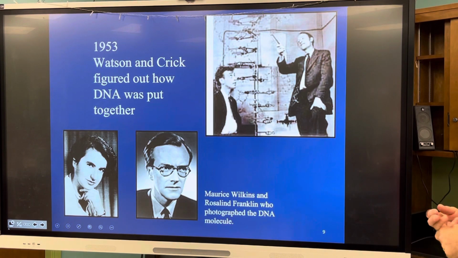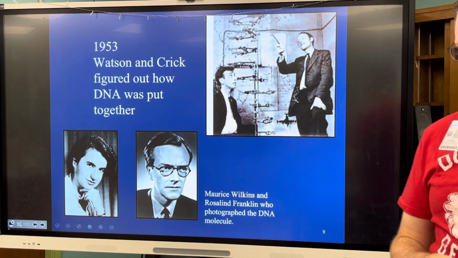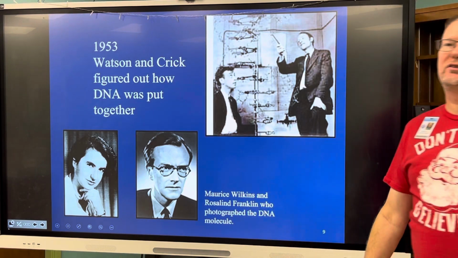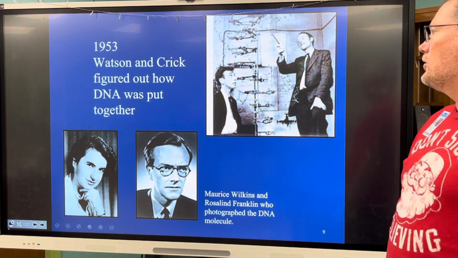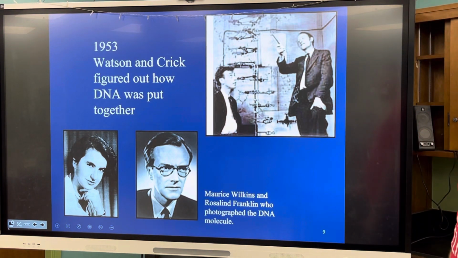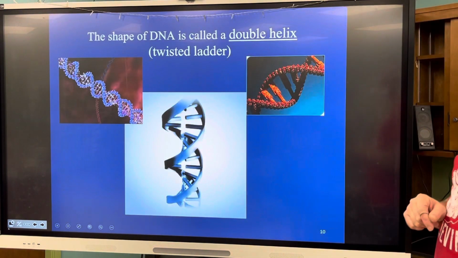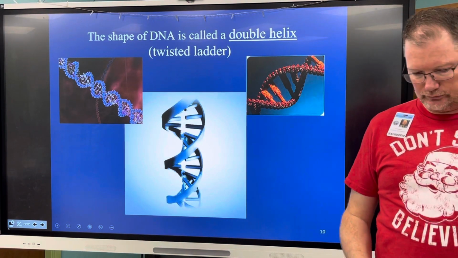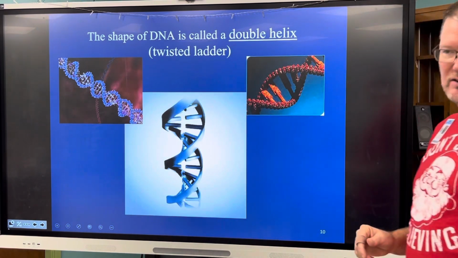So in 1953, two scientists, Watson and Crick, shown here, figured out how DNA was put together. And then Maurice Wilkins and Rosalind Franklin photographed the DNA molecule for the first time. Watson and Crick. Might be a question on your midterm or final, okay? The shape of DNA is double helix. This is just a review. We already said that. These are just different ways to represent them.